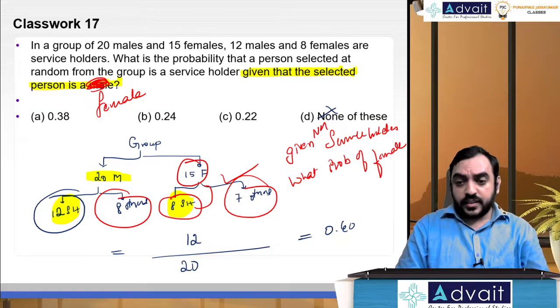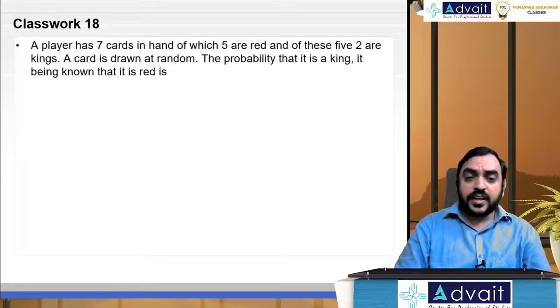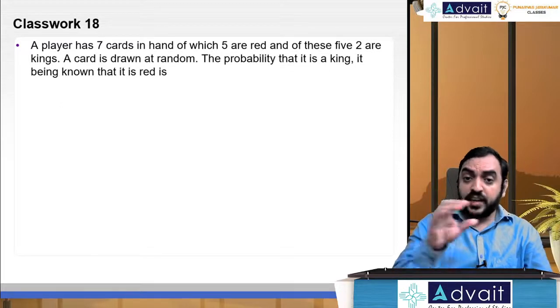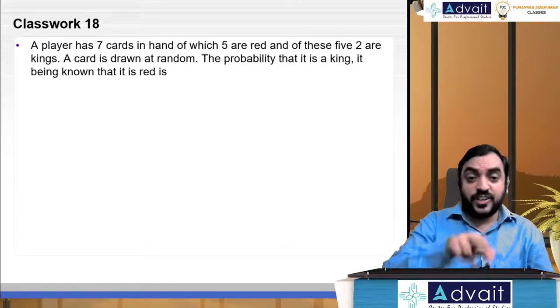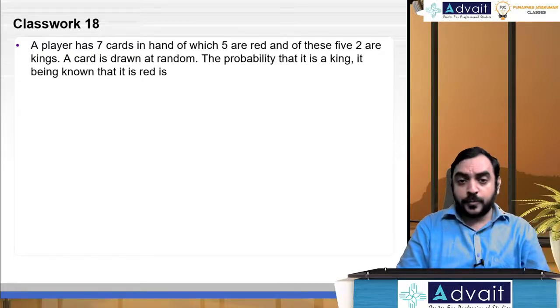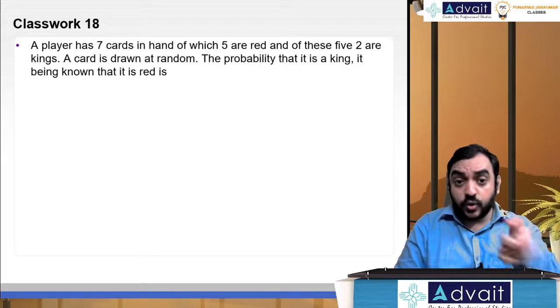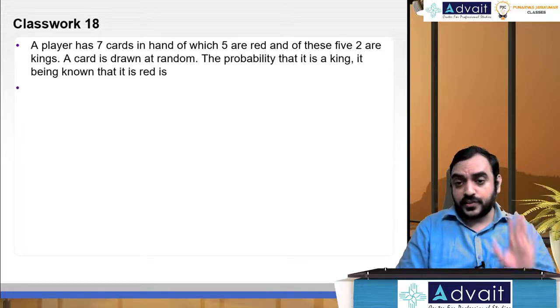I think I'll go further. Hope you are comfortable on this one. A player has 7 cards in which 5 are red, and of these 5, 2 are kings. A card is drawn at random. What is the probability that it is a king, it being known that it is red?